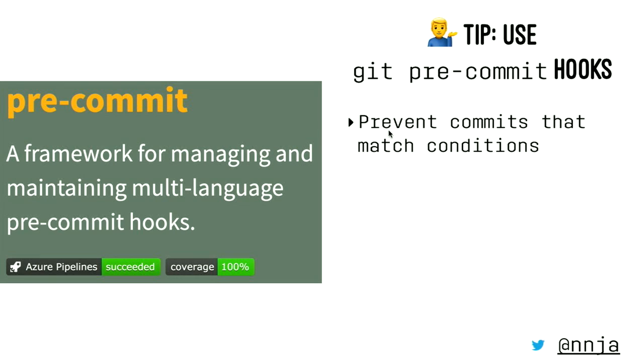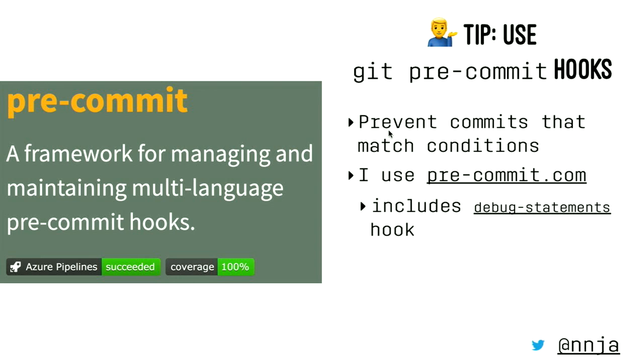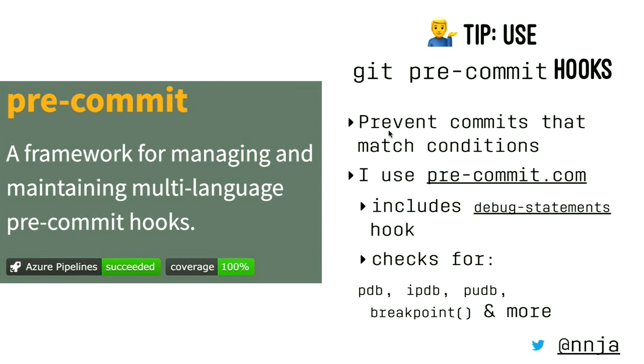So a tip here is to use git precommit hooks. You can prevent commits that match conditions. I use pre-commit.com. There's a lot of built-in ones. It's written in Python. You can just pip install pre-commit. And there's a debug-statements hook, which checks for PDB, IPDB, breakpoint, and all the rest. And it's kind of smart. It uses the AST. It doesn't just check for those keywords in a file. And it's going to be a lot easier to future-proof as Python, the language, grows and new debuggers become available.